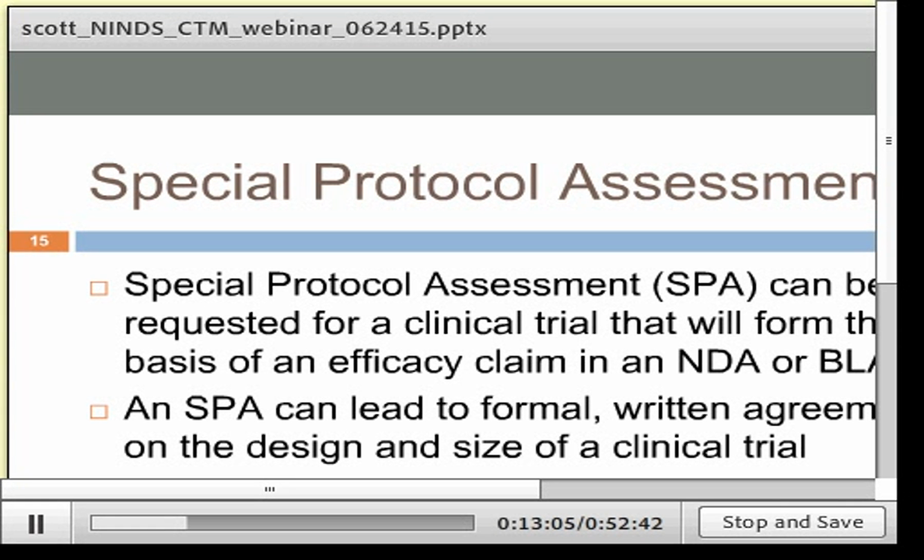I wanted to talk about special protocol assessment. This is a special regulatory pathway where applicants can request a formal written agreement with FDA about the design and size of a clinical trial that's intended to form the basis of an efficacy claim for a drug or a biologic. And I wanted to stress that this is not usually the case. So if an IND is submitted and it's not placed on clinical hold, that's often interpreted as being in some sense a blessing from FDA.